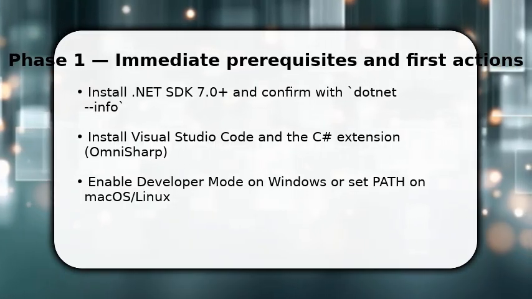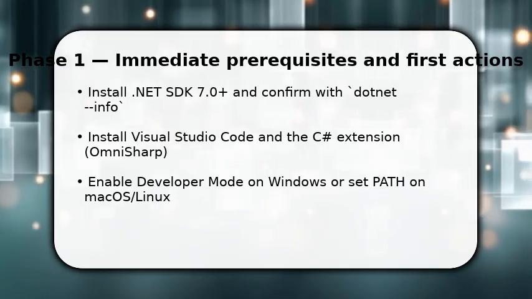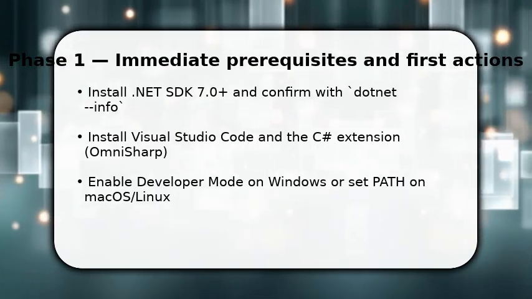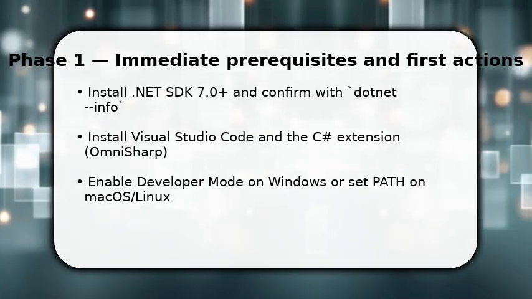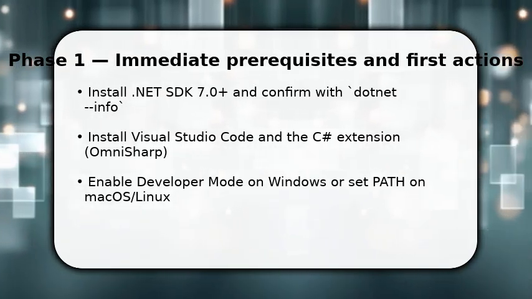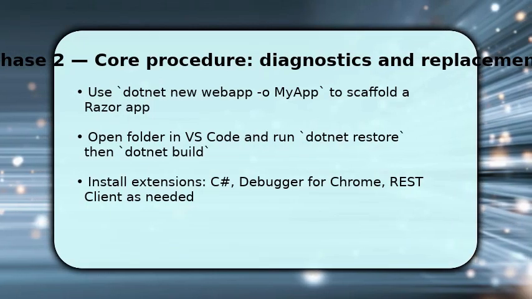Next, install the C# extension, OmniSharp, inside VS Code so IntelliSense and debugging work. Make sure developer mode or the correct path is enabled on Windows, or export the path on macOS and Linux, to let commands run globally. You now scaffold and configure.